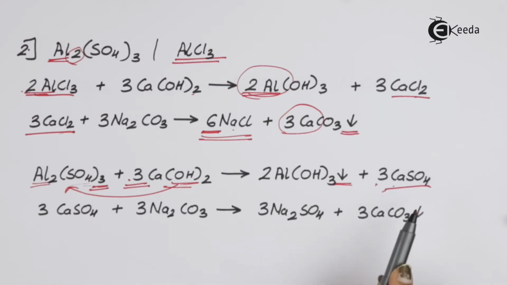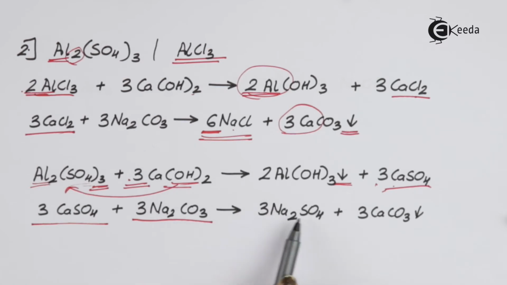But this is still contributing to the hardness of water, because hard water should not have any calcium ions, 1 plus or 2 plus, in it. Since it has 2 plus ions in it, we'll have to get rid of this as well. So we take 3 CaSO4 from here and react it with 3 Na2CO3. Once we react it, what we get over here is Na2SO4. This is SO4 and this is Na2. We take both of them forming Na2SO4 plus CaCO3 as a precipitate.